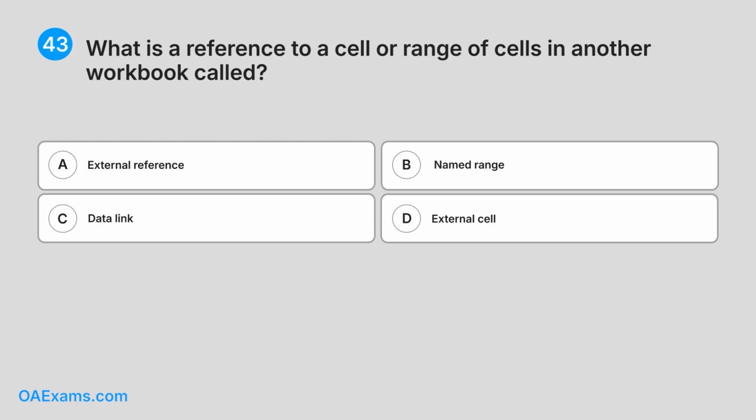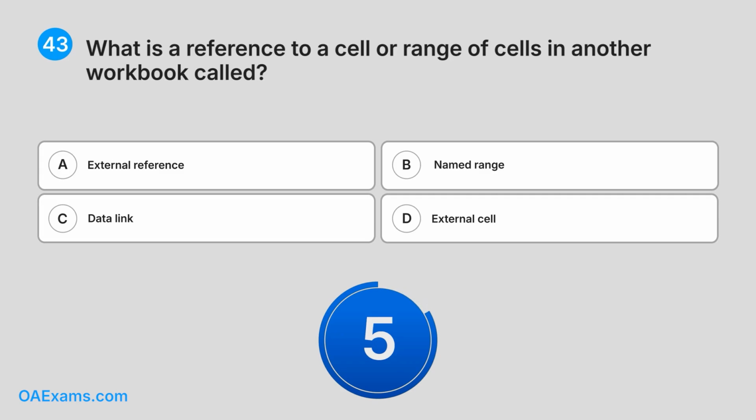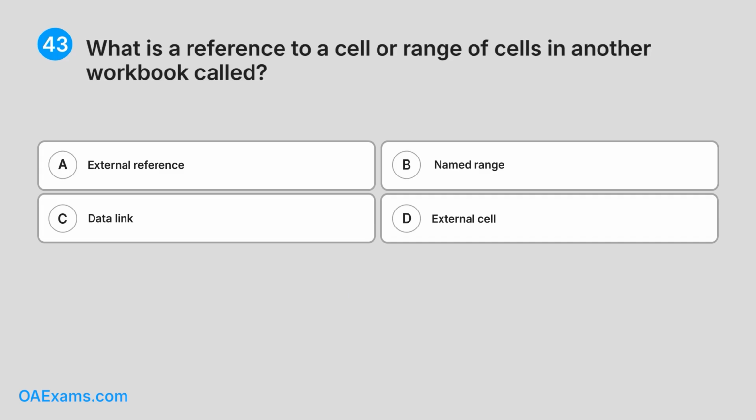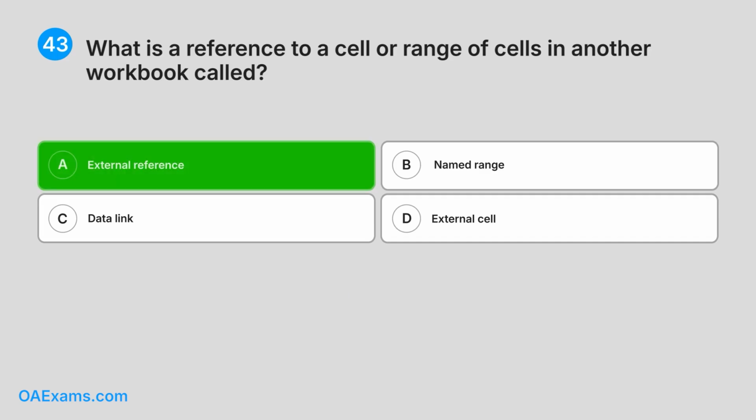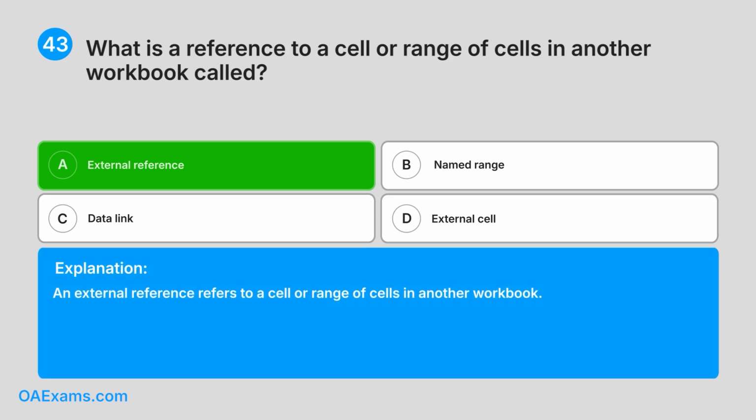43. What is a reference to a cell or range of cells in another workbook called? A. External reference. B. Named range. C. Data link. D. External cell. Can you guess the answer? Correct answer, A. External reference. Explanation. An external reference refers to a cell or range of cells in another workbook.